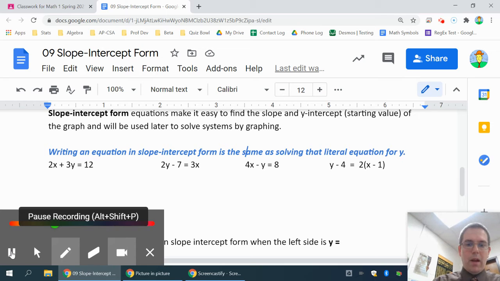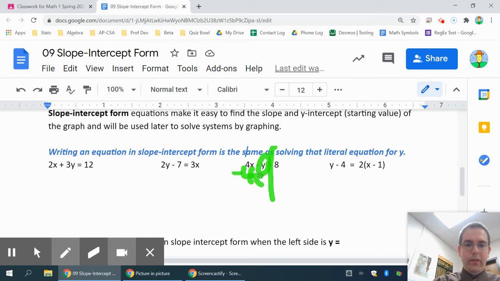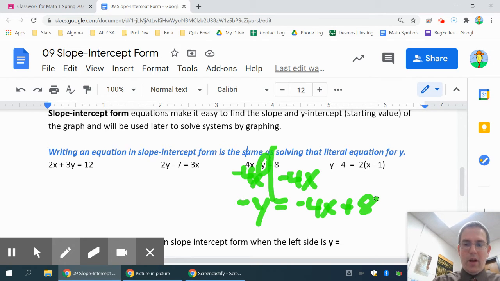Okay, for this problem, I'll need to get y by itself. So I'm going to start by subtracting the 4x from both sides. So subtract 4x from both sides. This marker's wanting to write really fat today. That's going to give me negative y equals negative 4x plus 8. The 8 was positive, so it's a plus 8, and I always need to write the x in front, so I'm going to go ahead and do that.